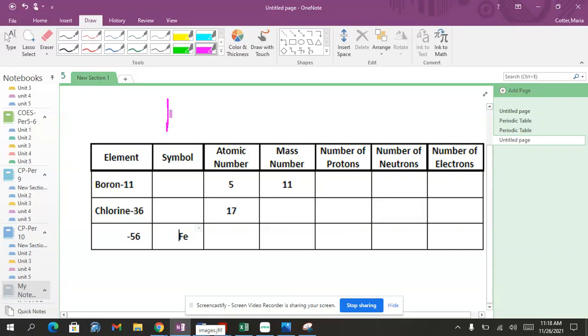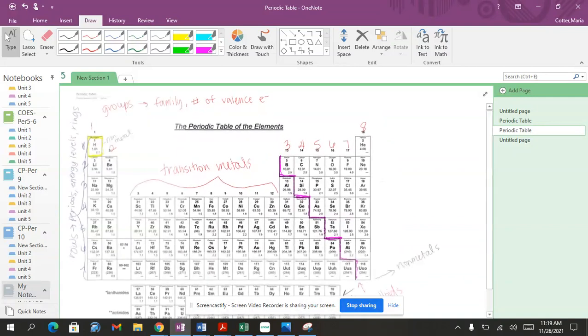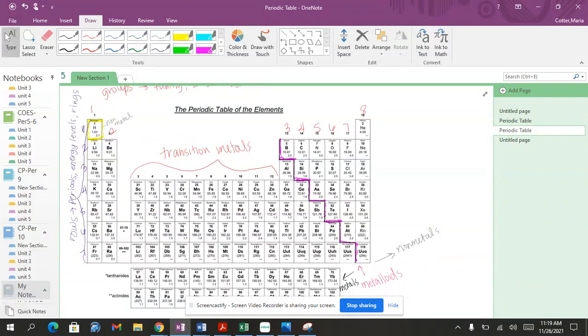Everybody, we're going to talk about isotopes today. Isotopes are essentially, in layman's terms, or everyday talk, different versions of an element. So when you look at the periodic table and you see all of these fabulous elements that we have on there, there are different versions of them.